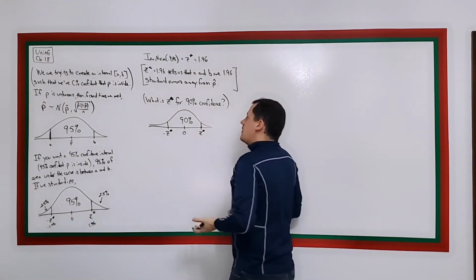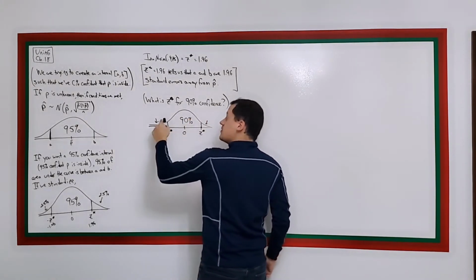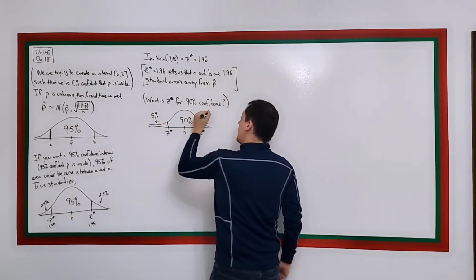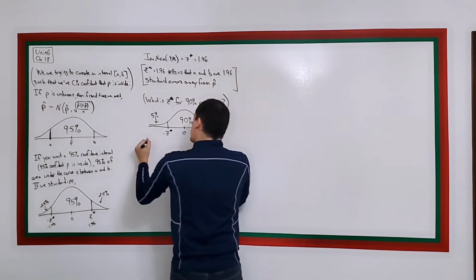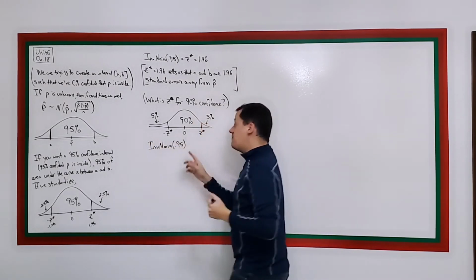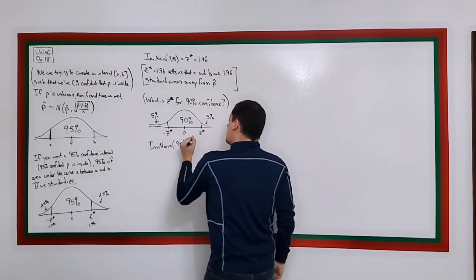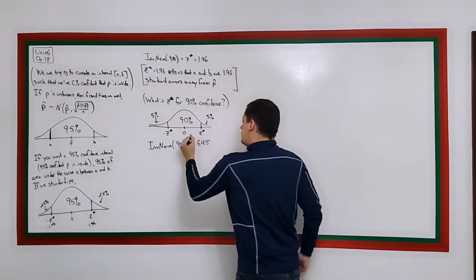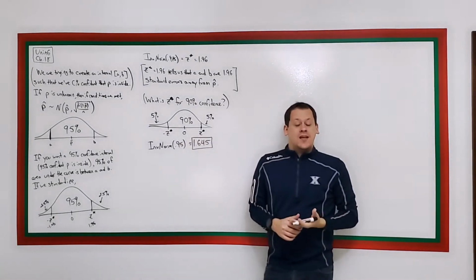If you've got an older one, you need all the area to the left. So you need 90% plus whatever this is. This is going to be 5%, right? Because these have to be the same. And all of these have to add up to 1. So you would do inverse norm of 95%. That's all the area to the left of Z star. And that's going to give you 1.645.